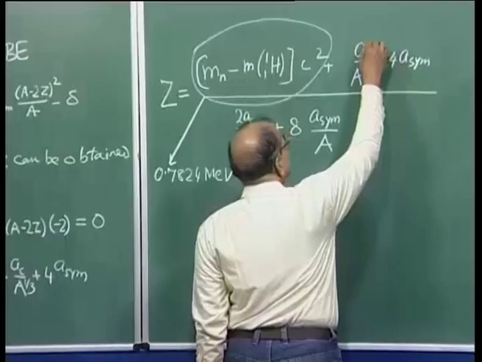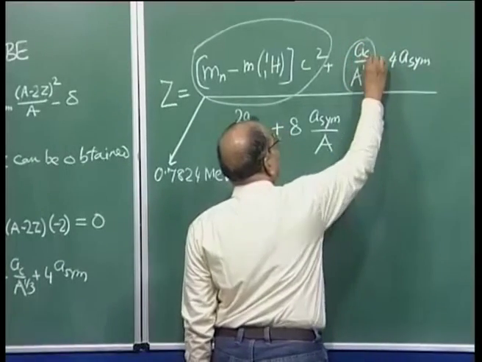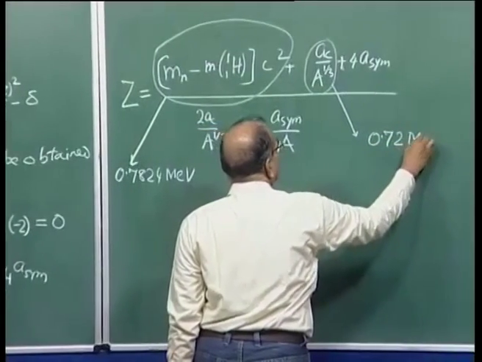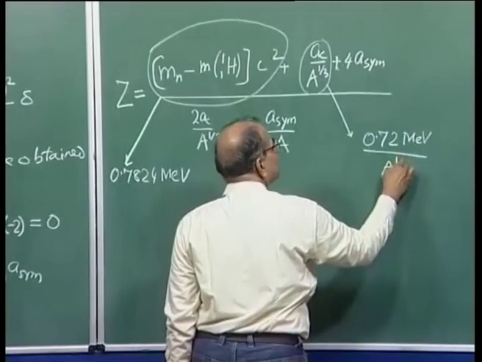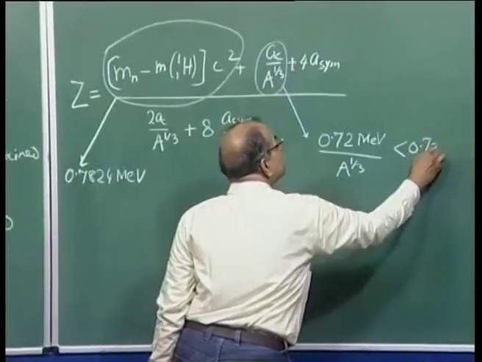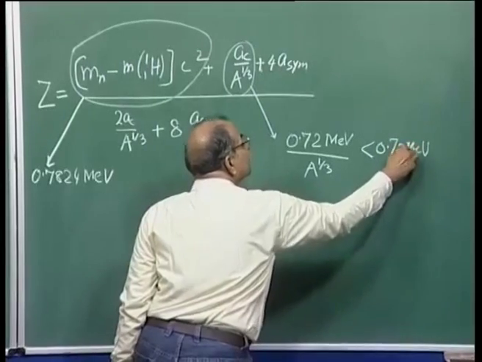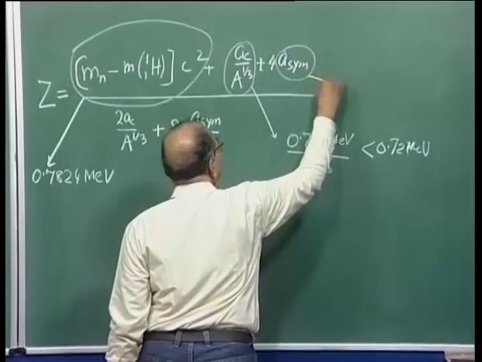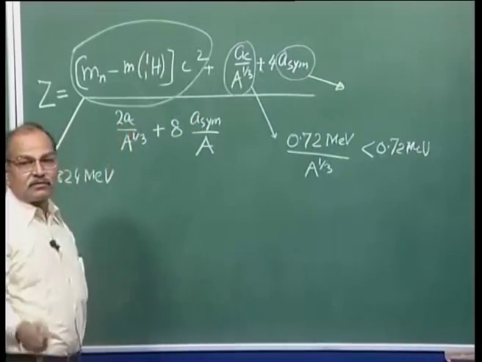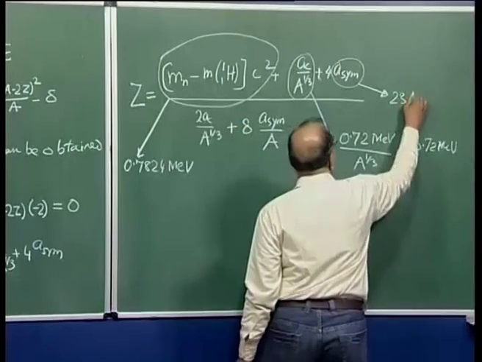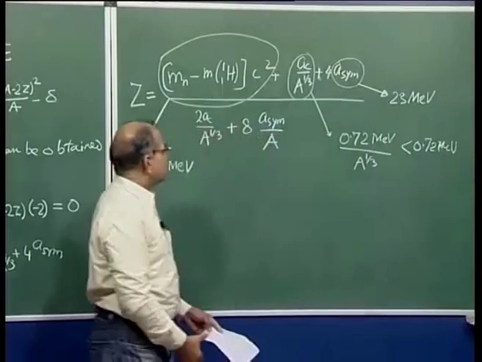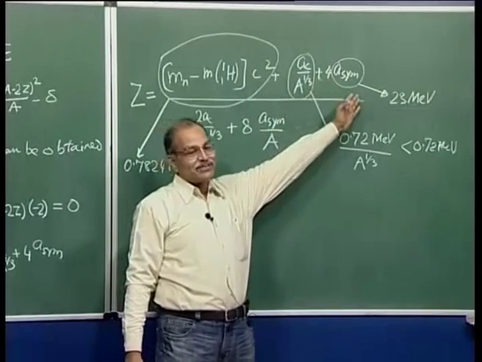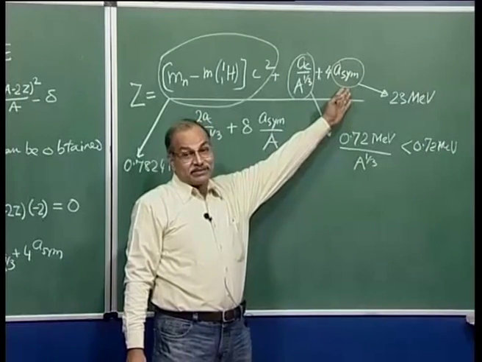Now look at this part. How much is AC? 0.72 MeV, and this divided by A to the power 1 by 3. So it is going to be less than 0.72 MeV, whatever A you put. And this part, how much is this? 23 MeV. So what do you see? This is 0.78, that is less than 0.72, and this is 23. So this will dominate.